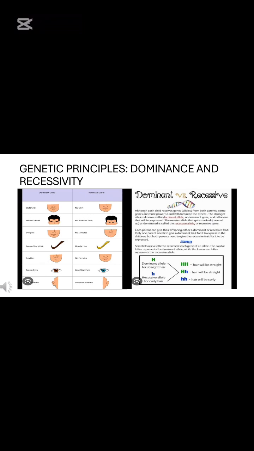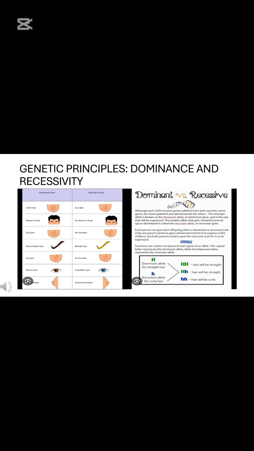Genetic principle: dominance and recessivity. Genetic principles help explain how traits are inherited from our parents. Each gene has two forms, called alleles, one from the mother and one from the father. A dominant allele is the stronger one. It shows its effect even if only one copy is present.